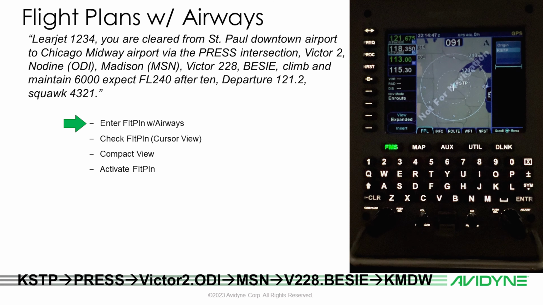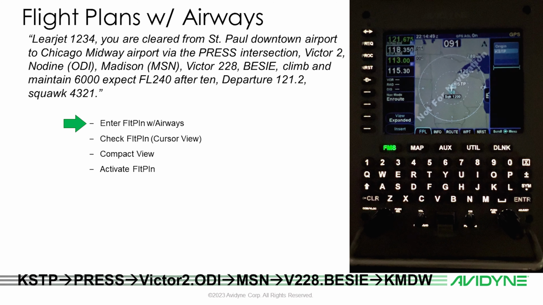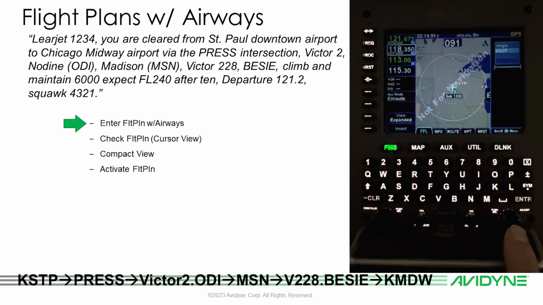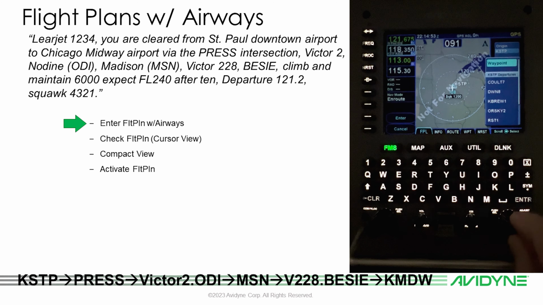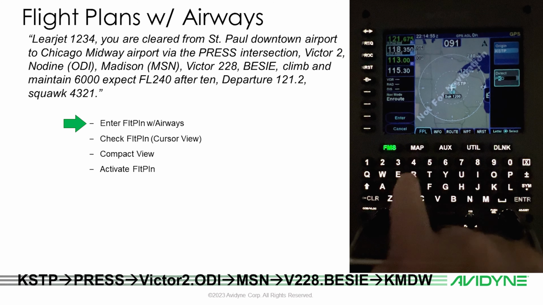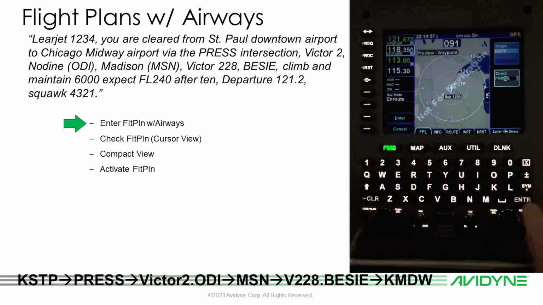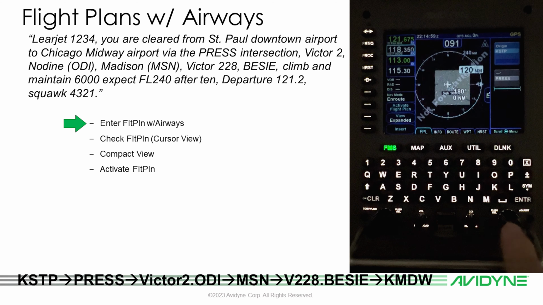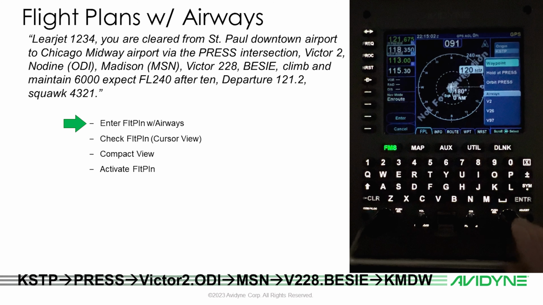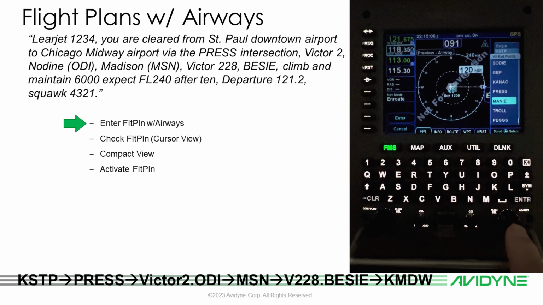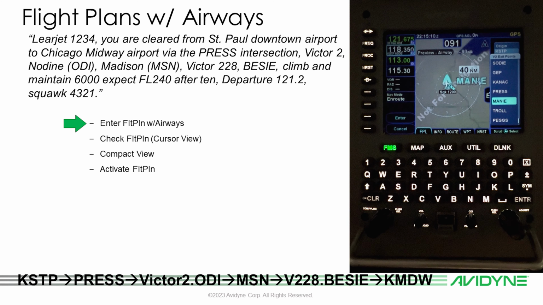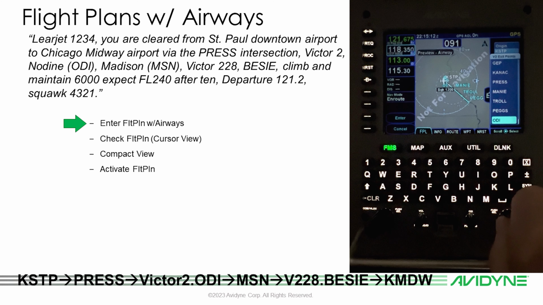We will use the FMS knob to enter this flight plan. We have confirmed our origin is correct. I will push in on the FMS knob to enter a waypoint. Then we will use the keyboard to enter PRESS, P-R-E-S-S. Push the knob again and scroll down through the list of Victor Airways that pass through the Press intersection. Select Victor 2 by pressing the FMS knob again, then scroll to Nodine, ODI, and push the FMS knob again to select.